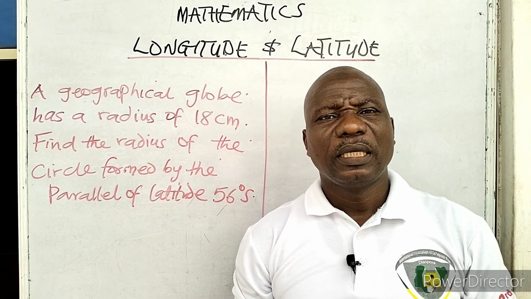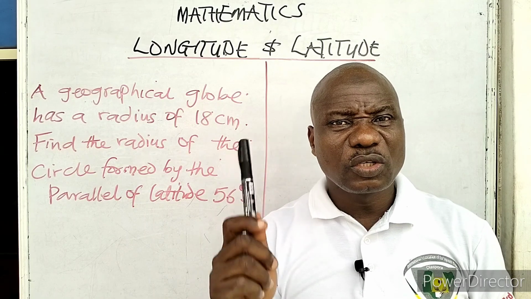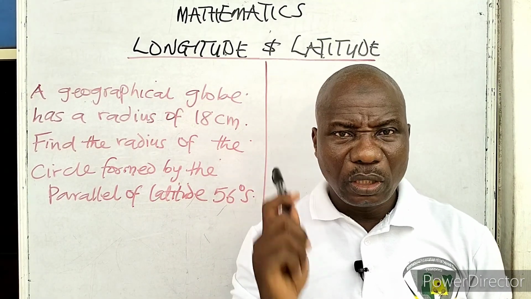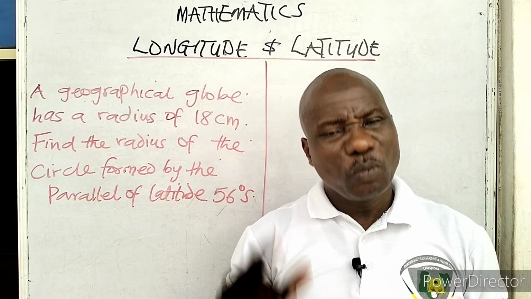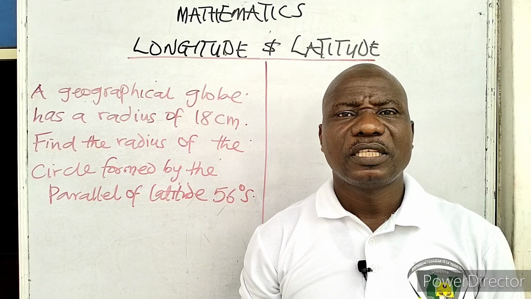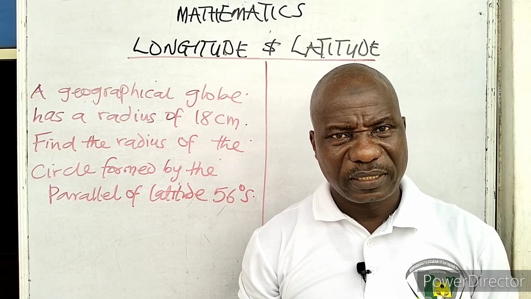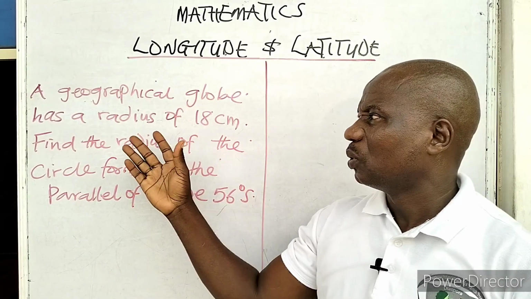Now, in the previous class, I told you that the radius of the earth, or the geographical radius, they mean the same thing. And I remember saying that it is constant, that is 6,400 kilometers. There is a twist. Now, look at this question.